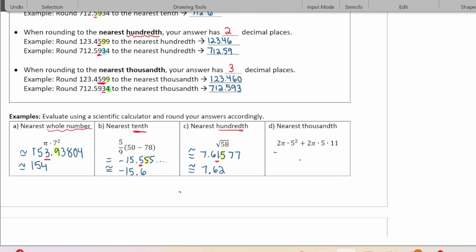Okay, 502.6548. And this is nearest thousandth. So we're looking at the 8 here, and that does indicate we need to go up. 502.655. All right, that's the end of that lesson.